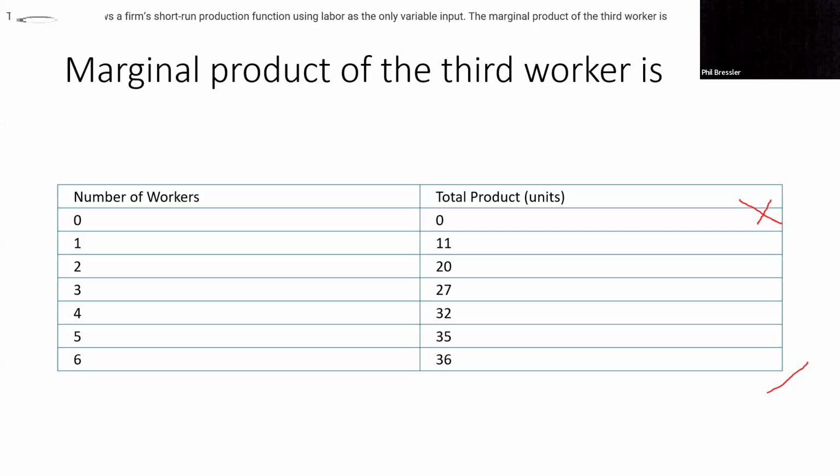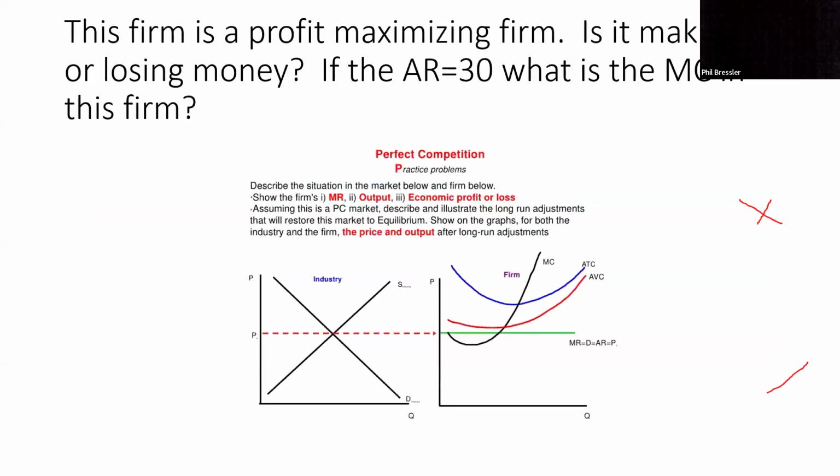Okay, what do we have here? Okay, we got a lot of sevens. The third worker, 27 minus 20 is 7. All the marginals are the same. Change in total product over change in workers. The change in workers is 1. 27 minus 20 is 7.